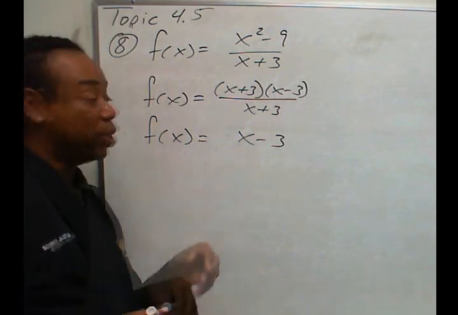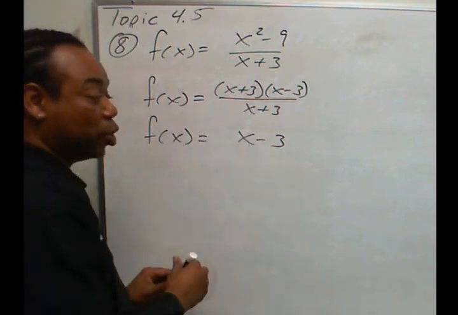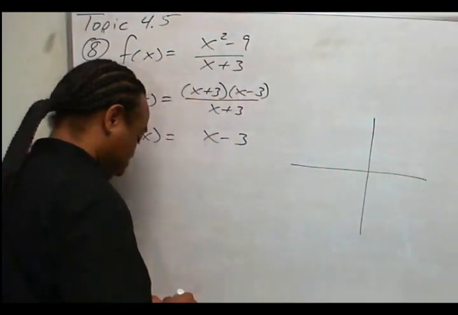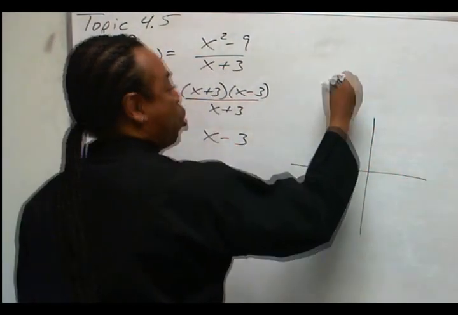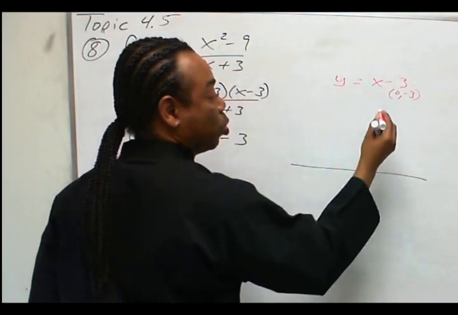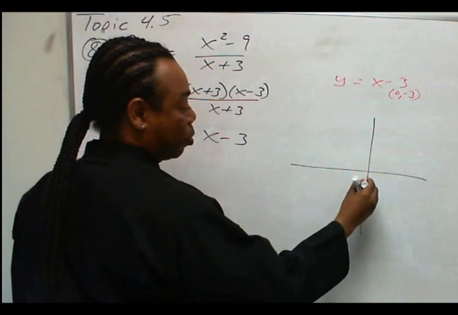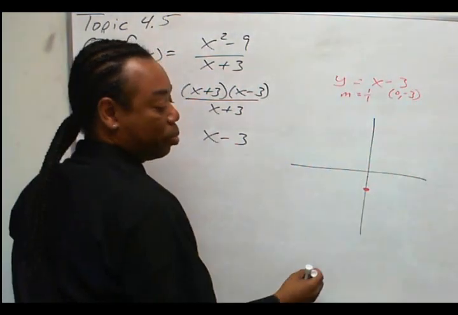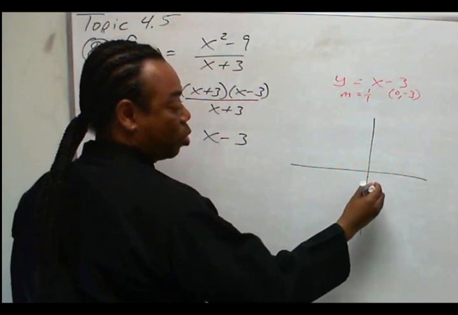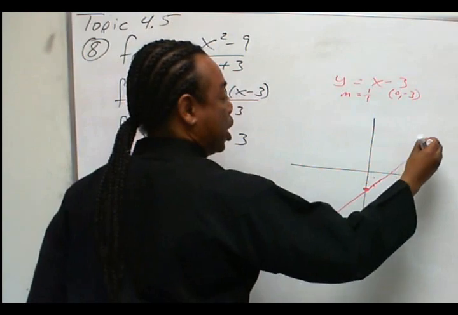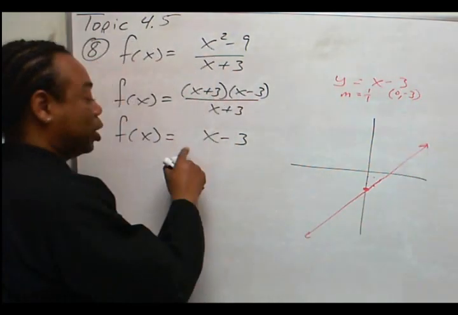Now, the graph of the simplified version will give us the actual graph that we're looking for. Okay, so we have y equals x minus 3, where the y-intercept will be 0, negative 3, and the slope will be 1 over 1. So rise 1, run 1, rise 1, run 1. Now, this is the graph of the simplified line.